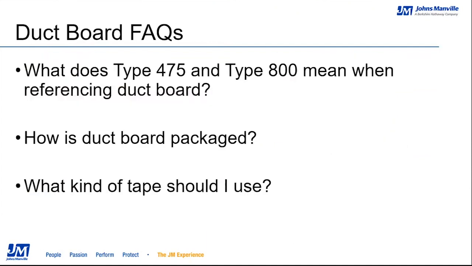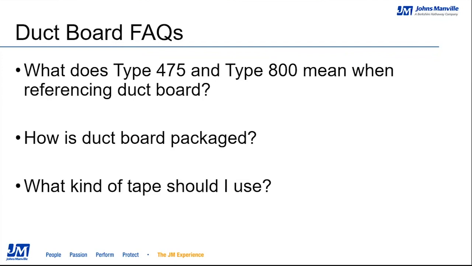So Brennan, what does type 475 and type 800 mean when referencing ductboard? Sure, I'm glad to see you still need my knowledge. That's nice to know. So type 475 and type 800, they refer to the flexural rigidity, which is really defined as the force required to bend a non-rigid structure. So it's really the resistance of a structure while bending it.